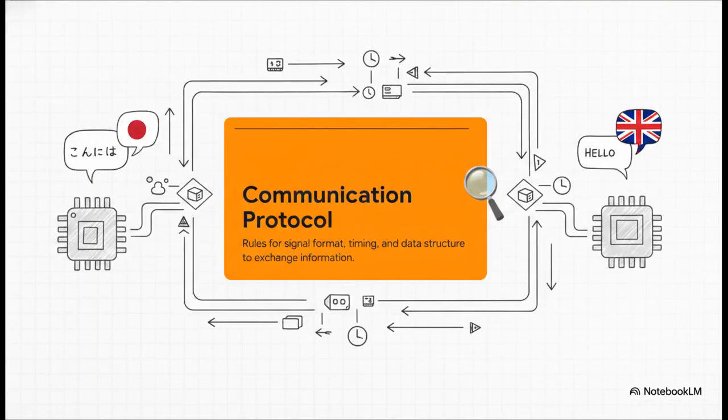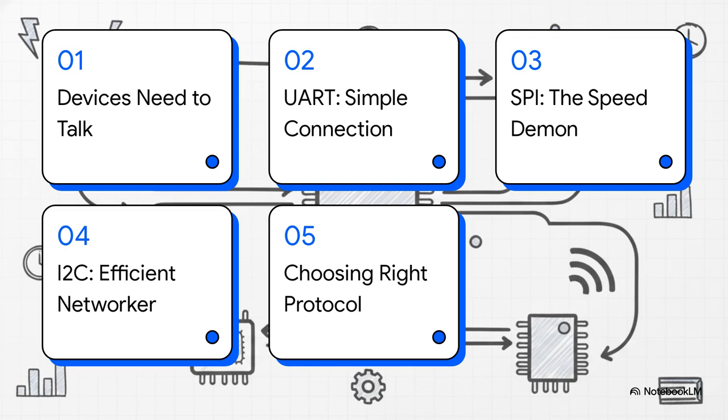But here's the thing. Chips can't just blindly throw voltages at each other and hope for the best. Without a protocol, it's like two people trying to talk when one only speaks English and the other only speaks Japanese. A communication protocol provides that crucial common language. It's a strict set of agreed-upon rules for signal format, timing, and data structure to ensure bits aren't lost in the noise. So here is our roadmap for today.